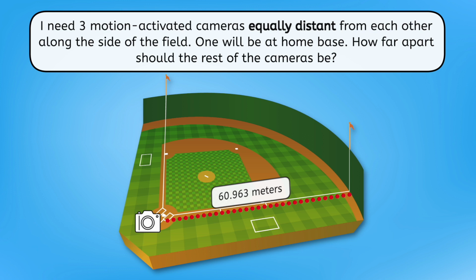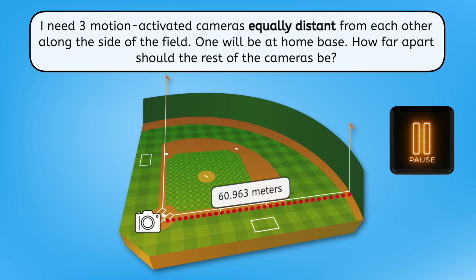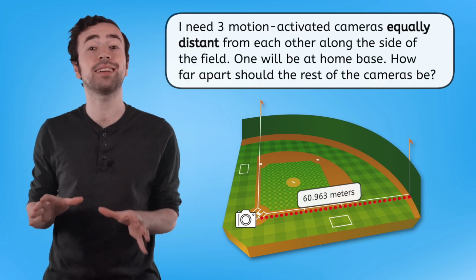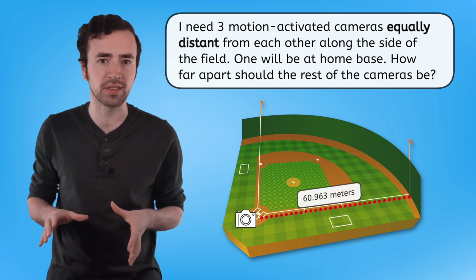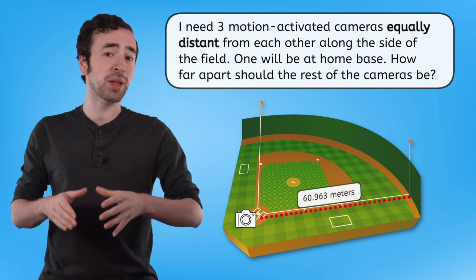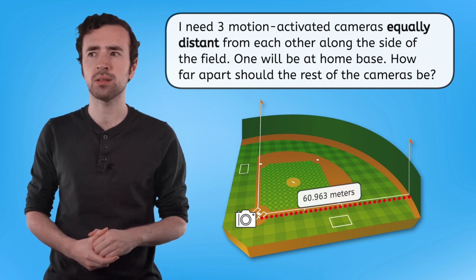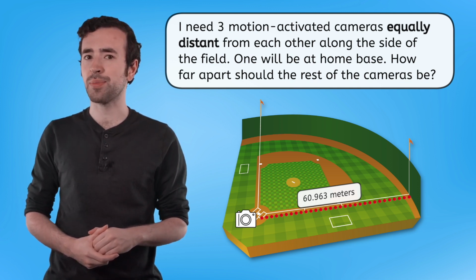Do you have any ideas about how we might figure this out? Pause the video here to jot down your thoughts in your guided notes. Our distance is 60 and 963 thousandths meters, and we need to split that into 3 equal parts. Split into equal. We're talking about division.